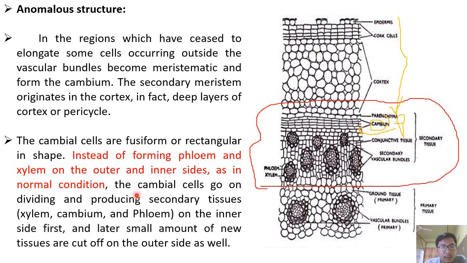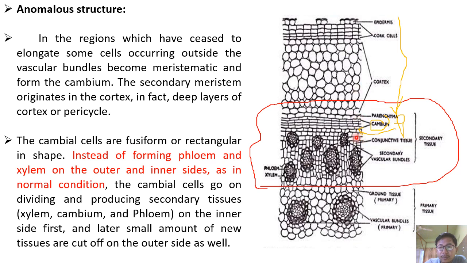That means the cambium cells go on producing secondary tissue on the inner side. This cambium cell will produce xylem and phloem on the inner side, below the cambium. And after that, on the upper side they will produce a small amount of parenchyma. Alright, that means what? Instead of forming phloem and xylem on the outer and inner side as in the normal condition. In a normal condition, xylem will be produced below and phloem will be produced above the cambium.